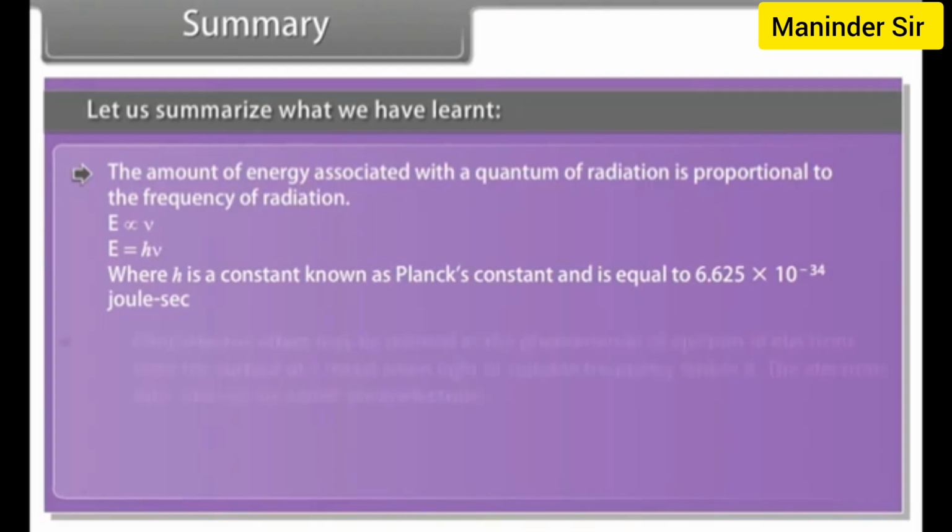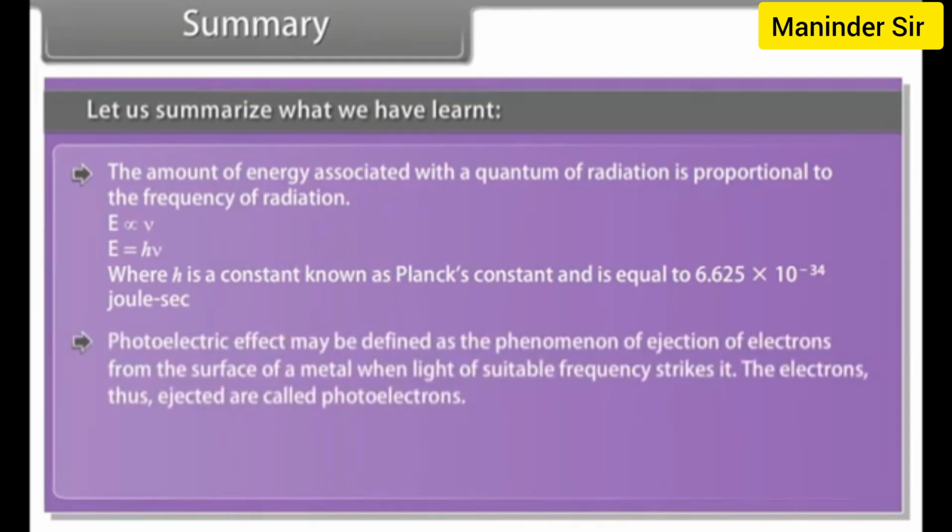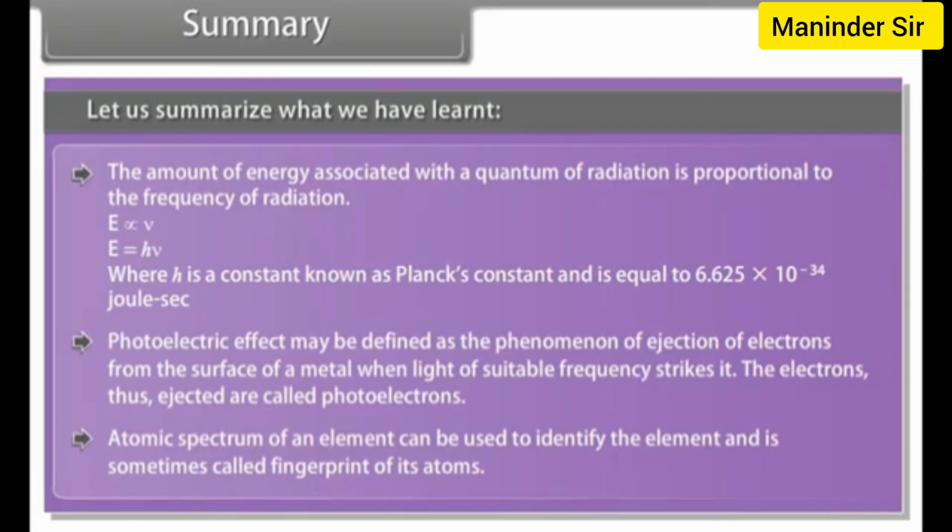Photoelectric effect may be defined as the phenomenon of ejection of electrons from the surface of a metal when light of suitable frequency strikes it. The electrons thus ejected are called photoelectrons. The atomic spectrum of an element can be used to identify the element and is sometimes called the fingerprint of its atom.